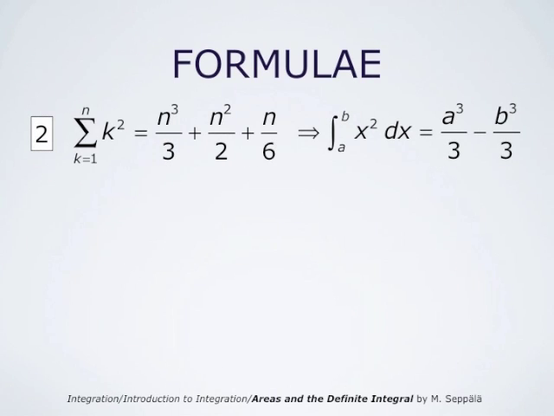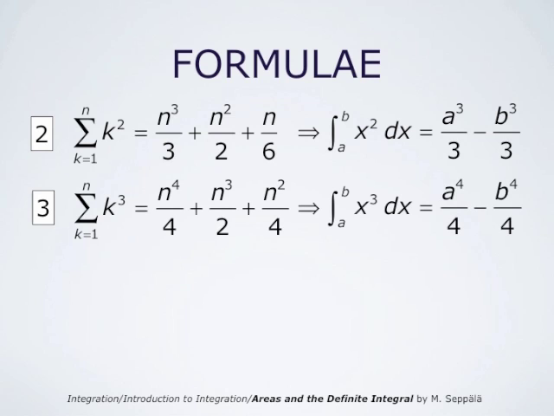The result that the definite integral from a to b of x squared dx equals a cubed over 3 minus b cubed over 3 was obtained using the definition of the definite integral and the formula summation k from 1 to n of k squared equals n cubed over 3 plus n squared over 2 plus n over 6. For the sum of cubes, summation k from 1 to n of k cubed, we have the formula n to the 4th over 4 plus n cubed over 2 plus n squared over 4. And that formula leads to the result that the definite integral from a to b of x cubed dx equals a to the 4th over 4 minus b to the 4th over 4.